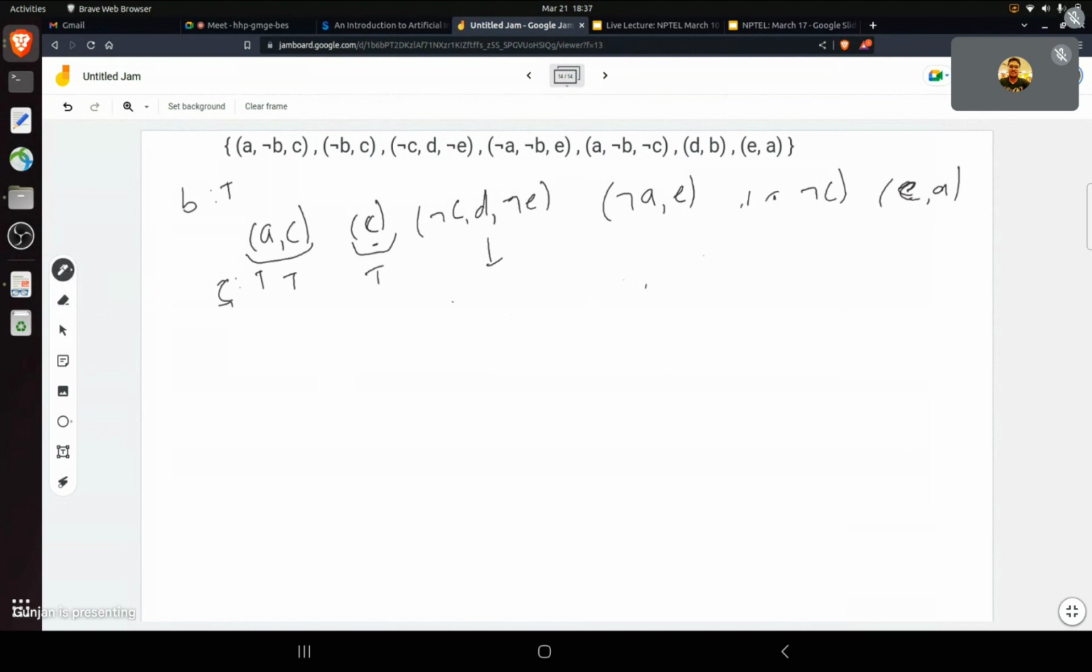I apologize for this. So we are setting C to true in this step because C is the only unit literal here. And here we have, what was the clause here? Not A, E, and we set B to true. So we will get A comma not C. Since C is the unit literal here, we will set C to true. So this clause will resolve to true. This will resolve to D comma not E. This will be not A comma E. This will become A, and this will become E comma A.